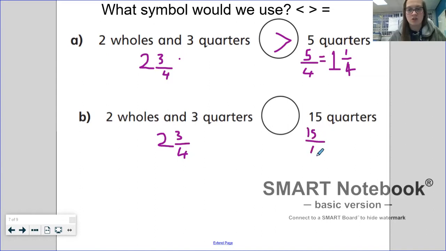15/4. Well, let's turn that into wholes and quarters. Let's count in 4s. I know I'm not going to get to 15 because that's not in my 4 times table, but we will see where we get to.